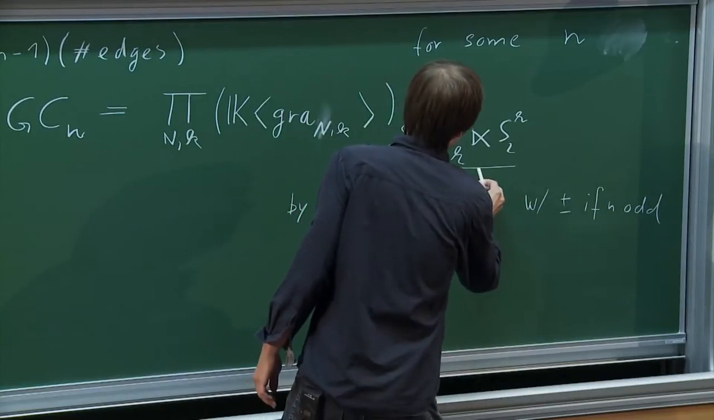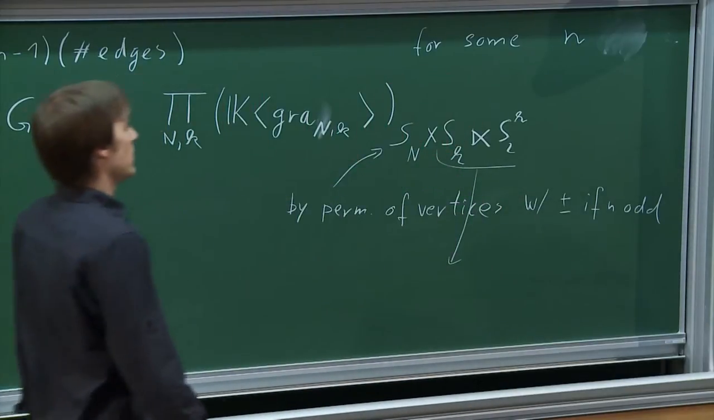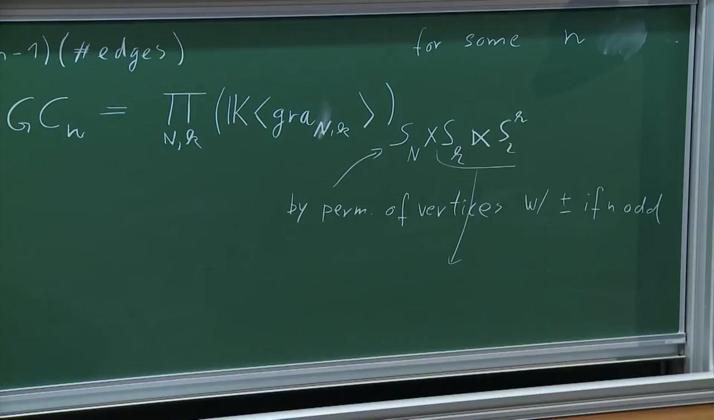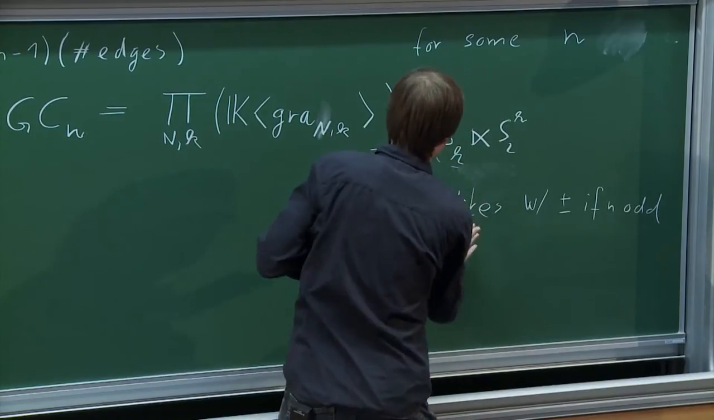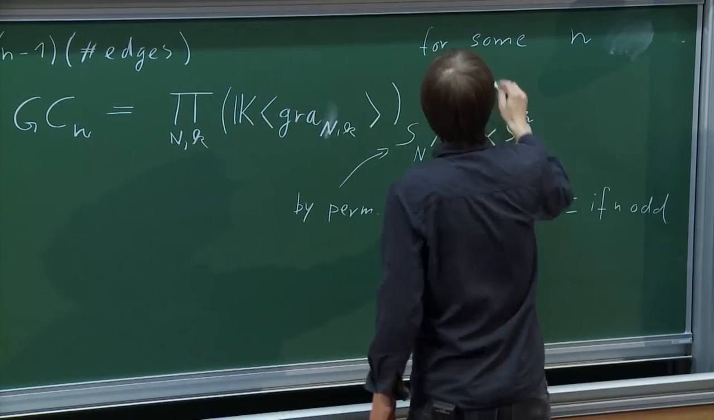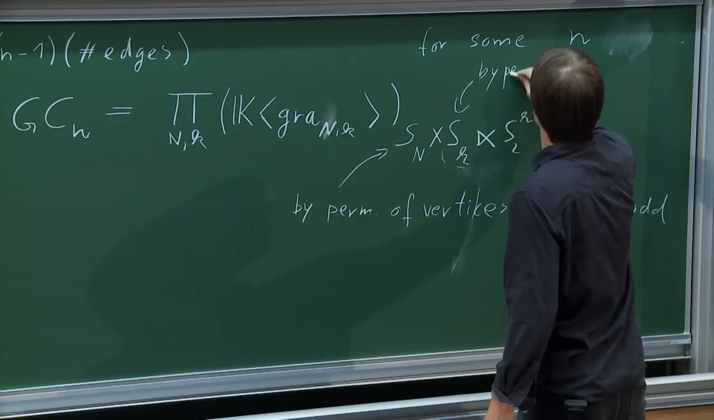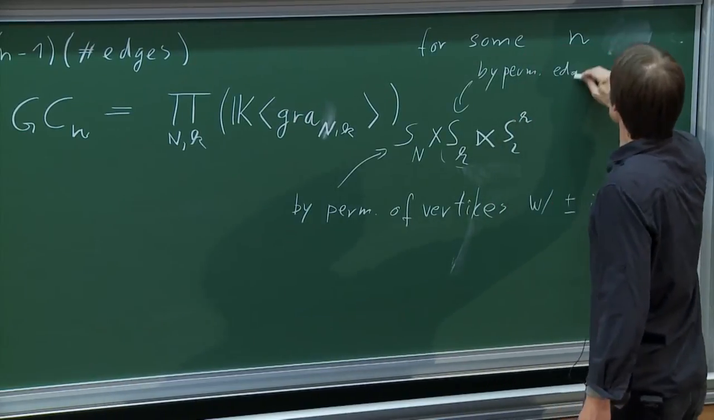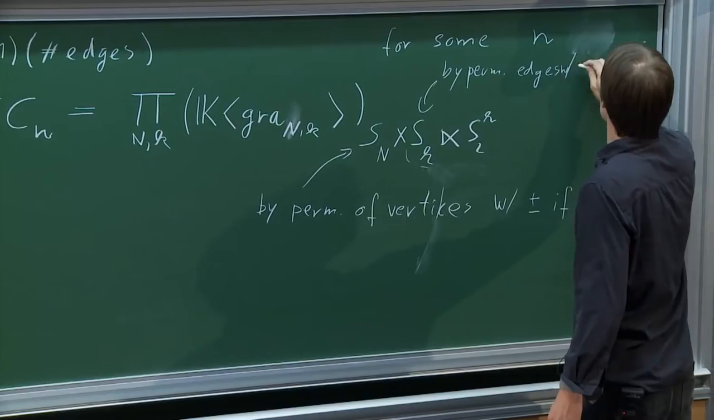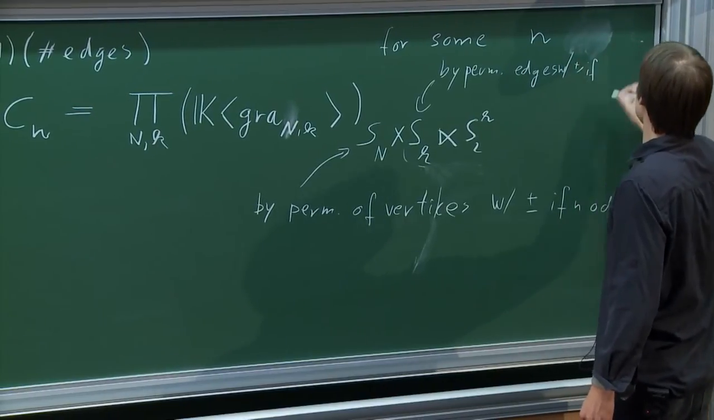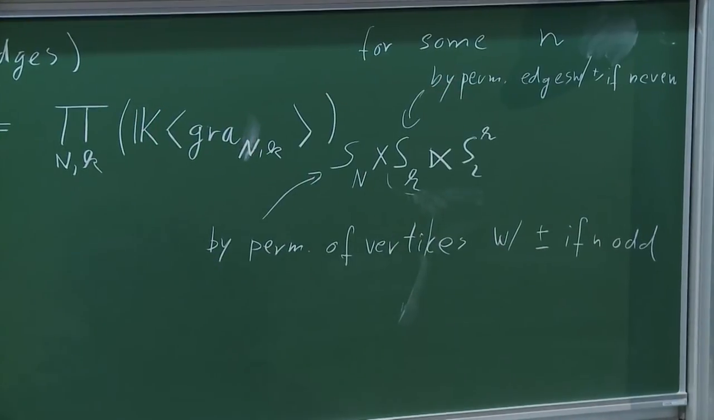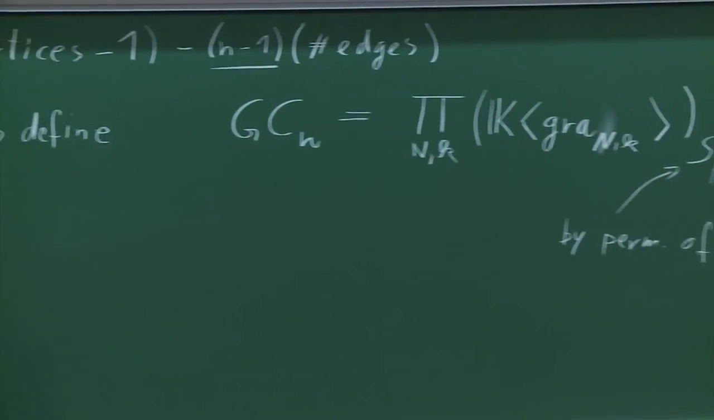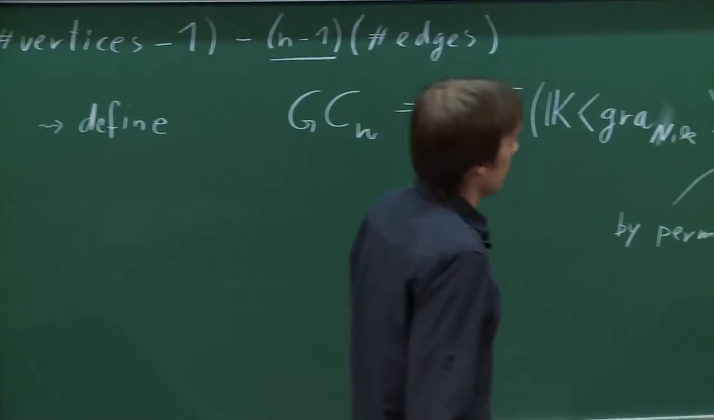And these two things act by permuting edges, with plus or minus if n is even. That also makes sense because we assign in this case an odd degree to the edges, so if I permute two edges, I should have a minus 1.